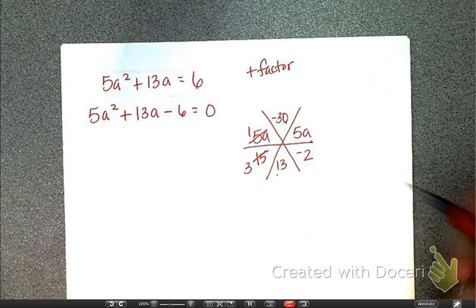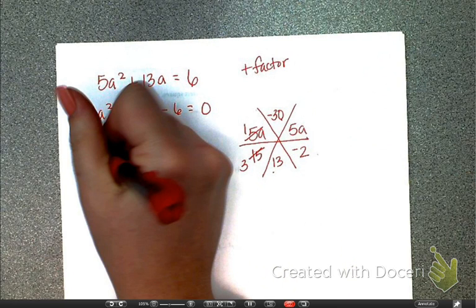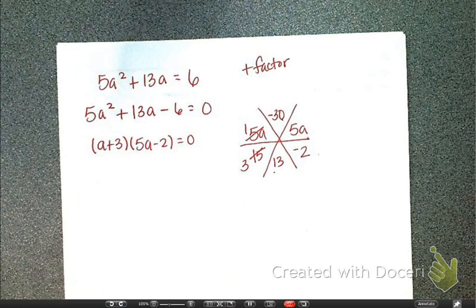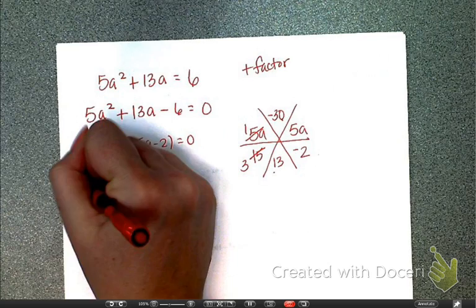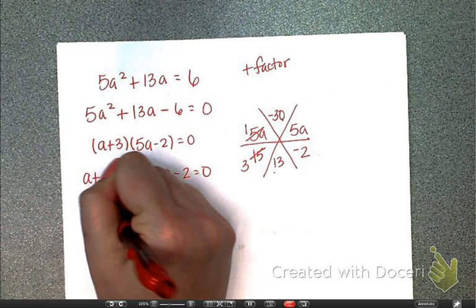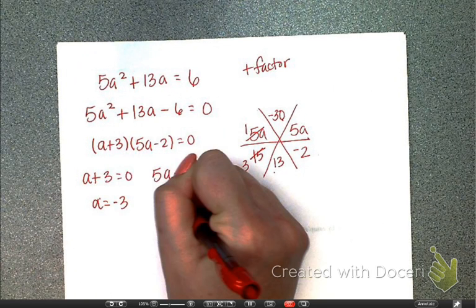So I'm left with A plus 3 times 5A minus 2 equals 0. And just like the first one, we set each factor equal to 0 and then solve. So A equals negative 3 and A equals positive 2 over 5.